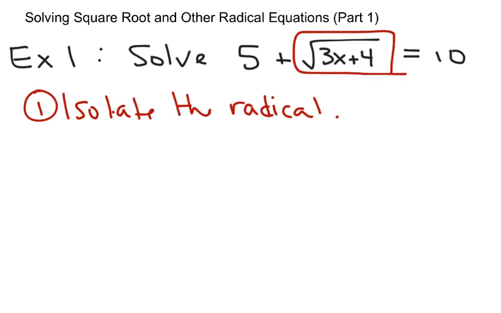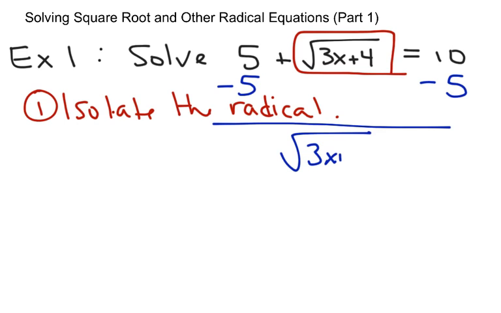Here's the radical. Anything that's not under that radical or inside that box has to go away using your general algebraic skills. What has to go away is the 5 because it's not in the box. We get rid of it by subtracting it. The reason we're subtracting is because it says 5 plus the square root. Now I'm left with the square root of 3x plus 4 equals 5.